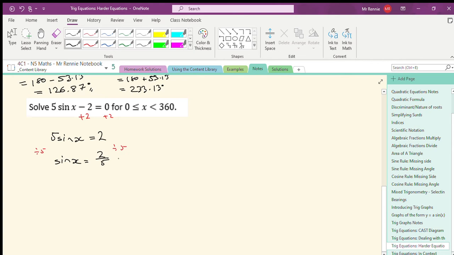I've got sin x equals, and it equals something positive. It's got positive 2 over 5. So, let's get my cast diagram out, and now let's think about when sin will be positive. Okay, so put my degrees on.